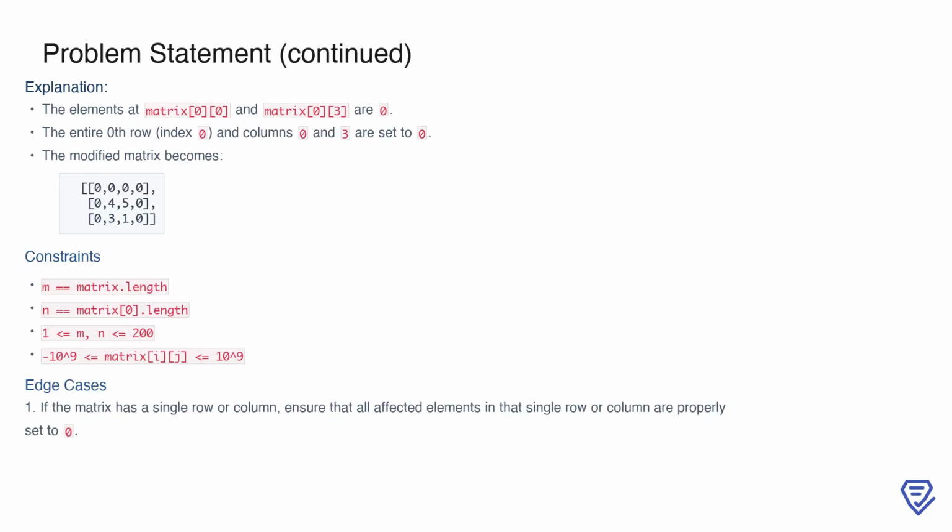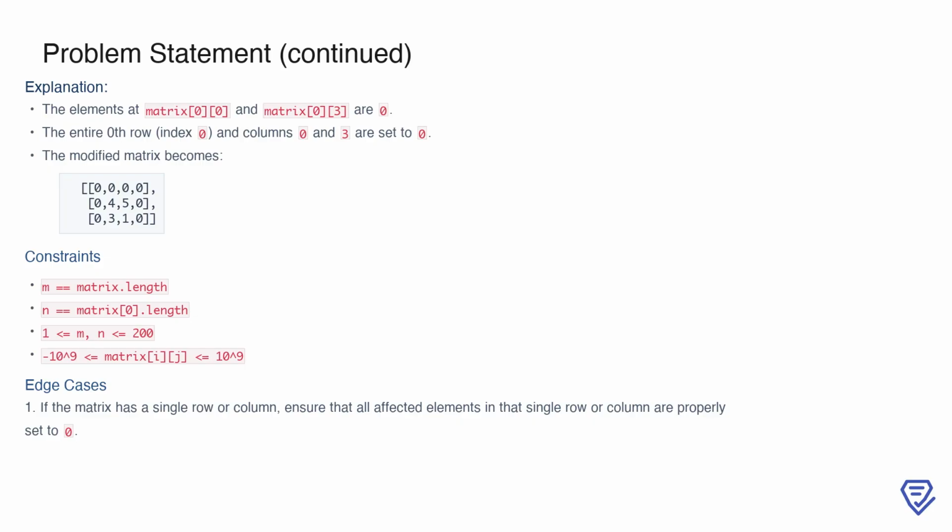Let's analyze the second example in more detail. The zeros at matrix[0][0] and matrix[0][3] influence the entire 0th row as well as the 0th and third columns. This means that every element in these rows and columns must be updated to 0. The modified matrix becomes 0 0 0 0, 0 4 5 0, 0 3 1 0.